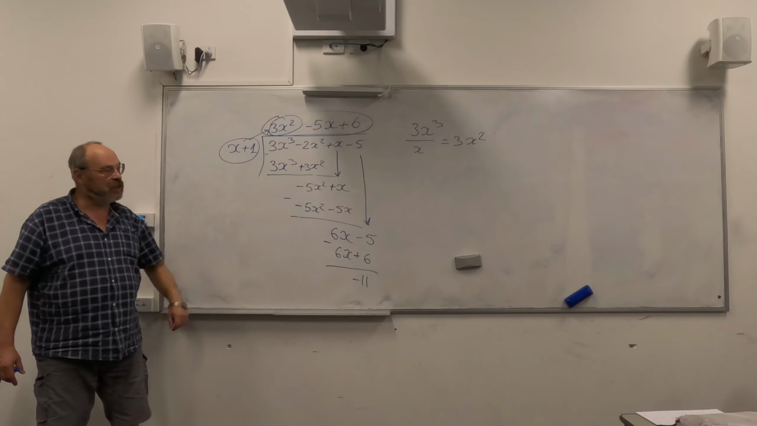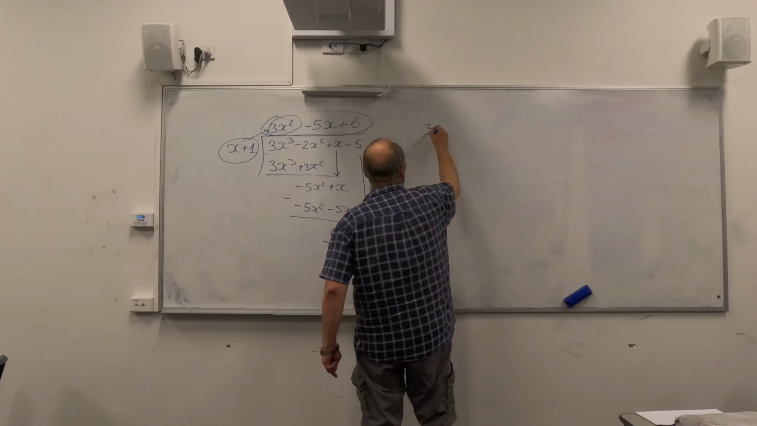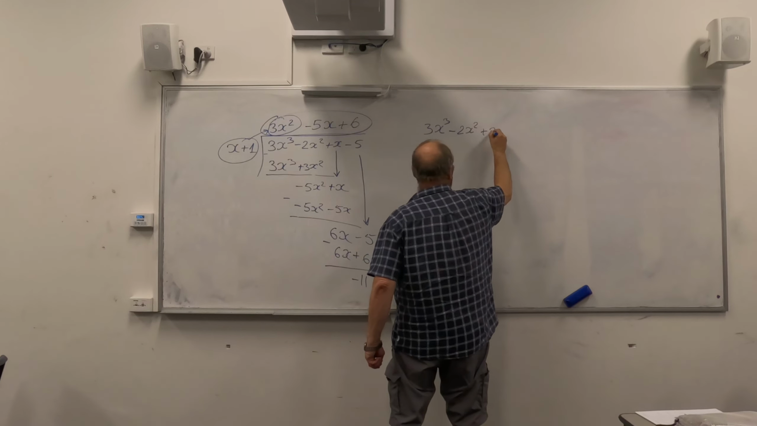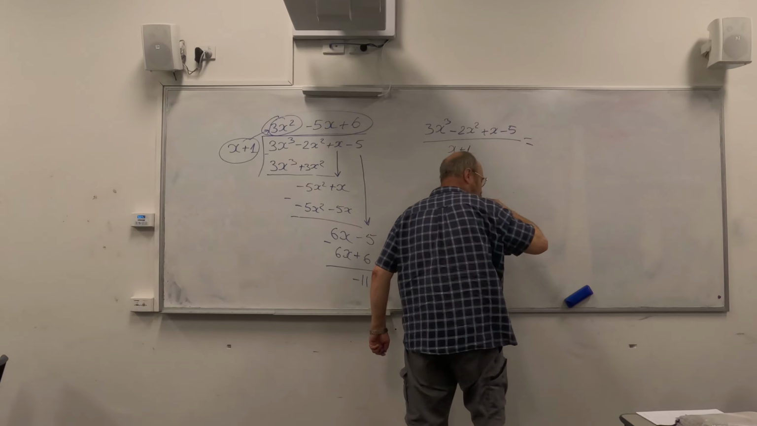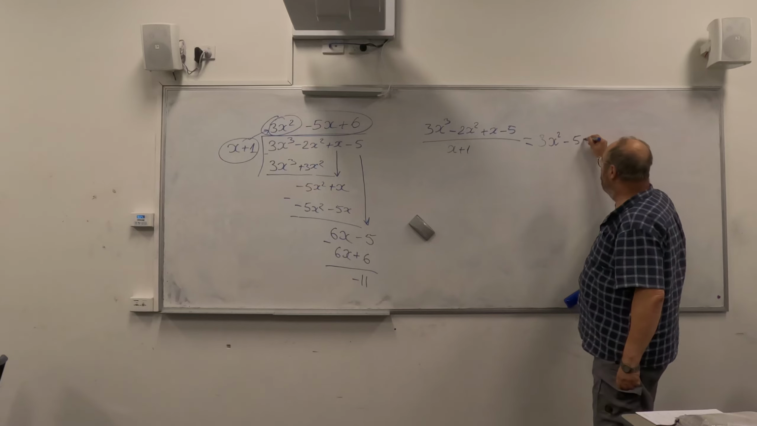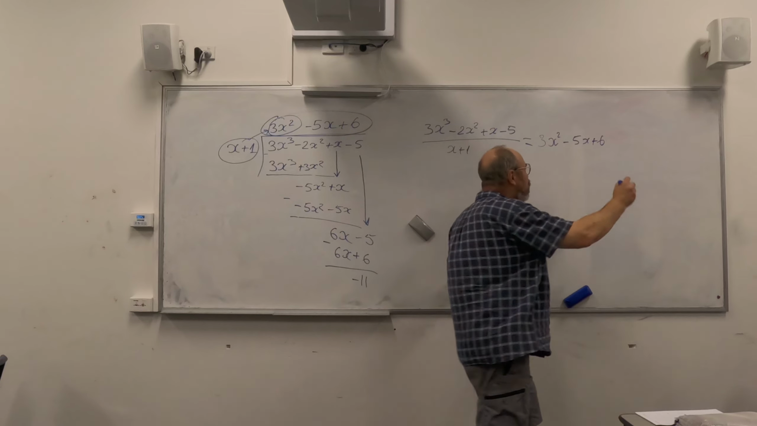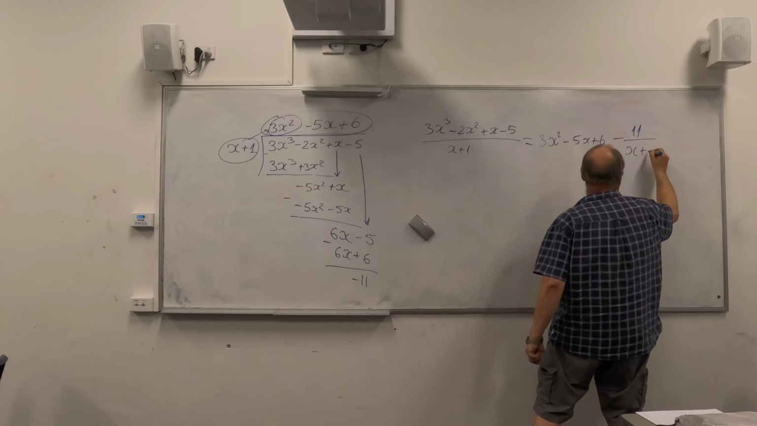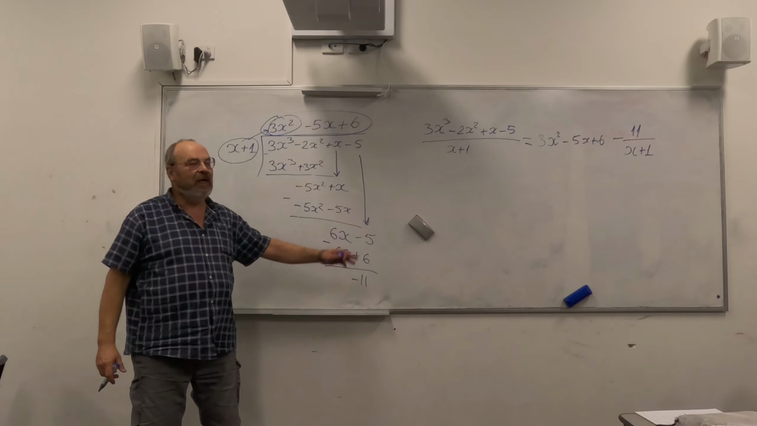Now, how do we write the answer? We write the answer in the following way. We have 3x cubed minus 2x squared plus x minus 5, divided by x plus 1, equals 3x squared minus 5x plus 6, what we got here. And then we write minus 11 over x plus 1. So that is the result of the division. That's what the remainder means.